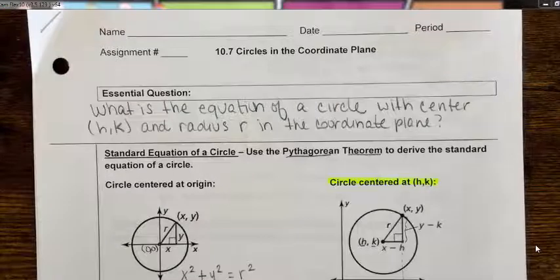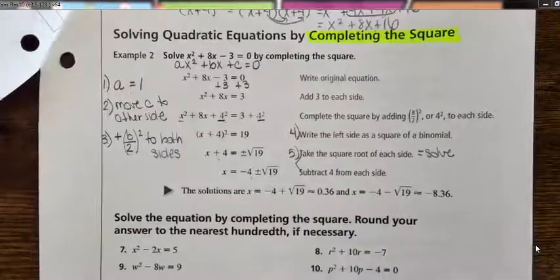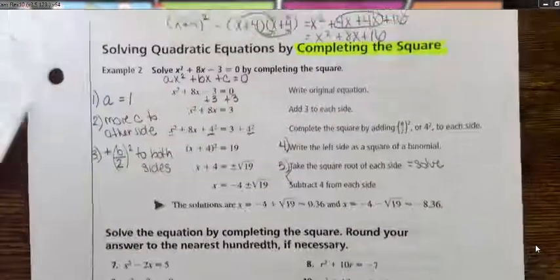Okay, this is part 2 of 10.7, circles in the coordinate plane. We left off last time completing the square, solving quadratic equations by completing the square. And today we're going to actually use completing the square to come up with equations of circles.